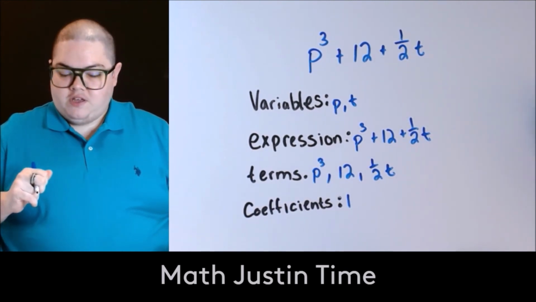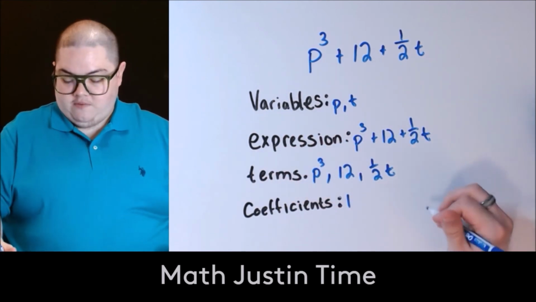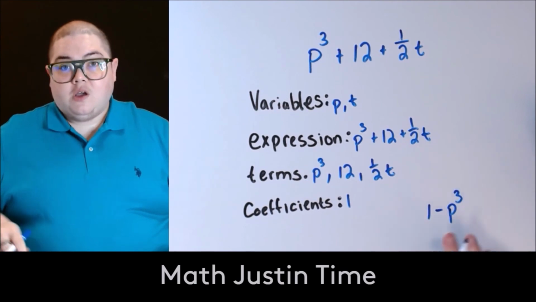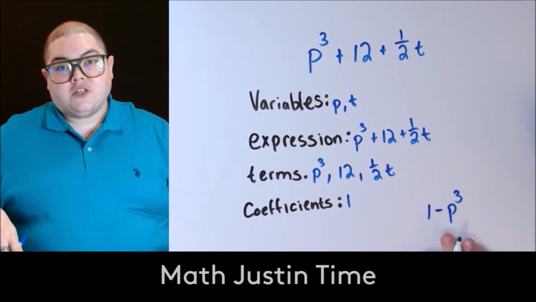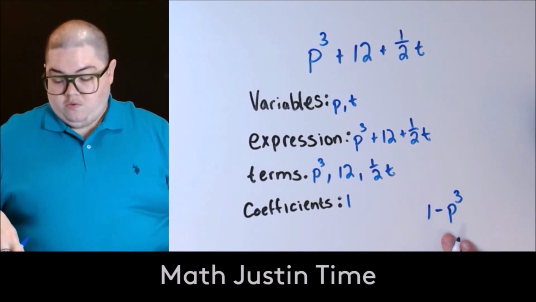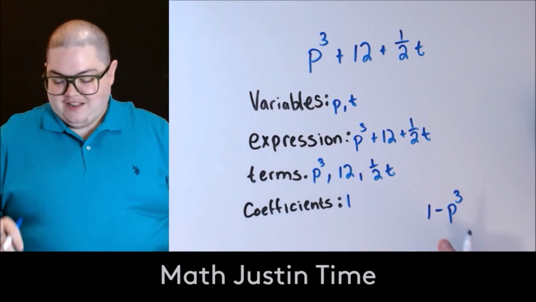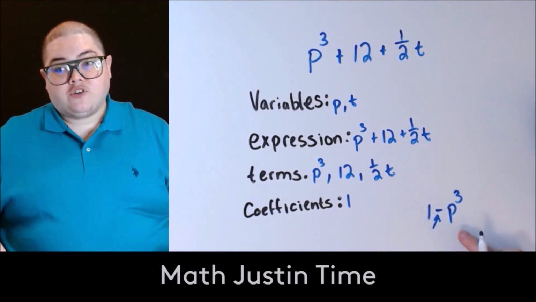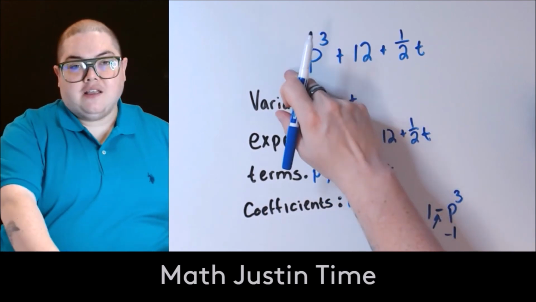Now let me ask you this. Let's say we had another example and we had 1 minus p cubed. If they were asking, what's the coefficient that goes in front of the p term? You may be tempted to say 1, and you're almost right. You've got 1, but you've got to remember this negative sign. So if you were asking what the coefficient for this would be, it would be a -1. But here, it's positive.